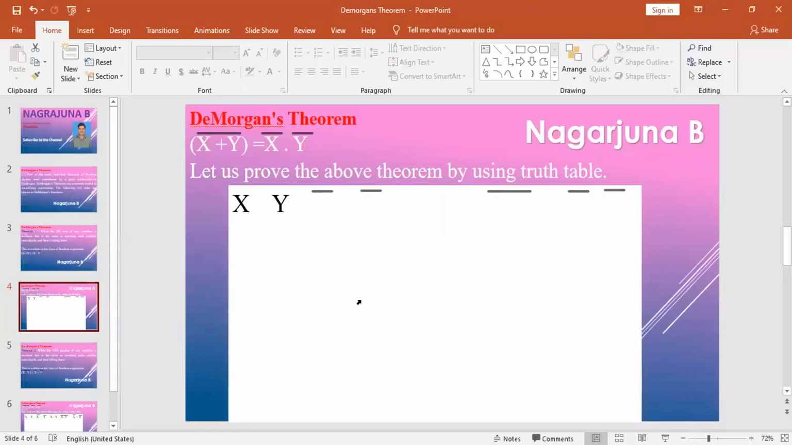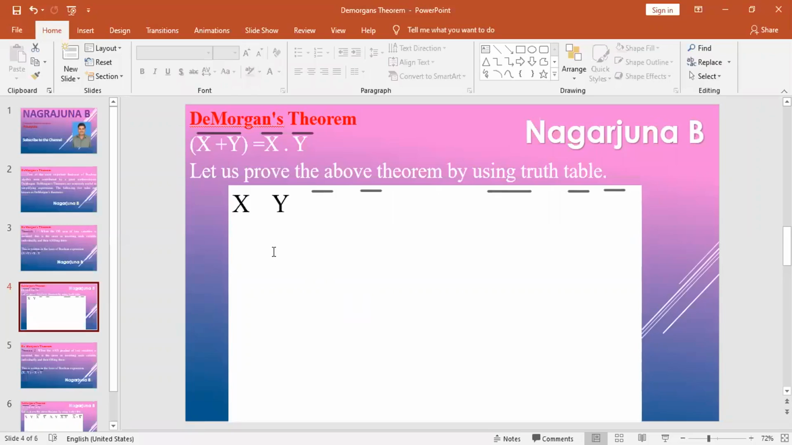When the OR sum of two variables is inverted, it is equal to inverting each of the variables and ANDing them. So this is DeMorgan's theorem. Let us prove this DeMorgan's theorem by using a truth table.